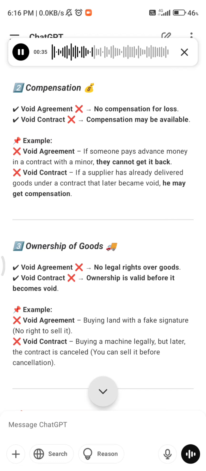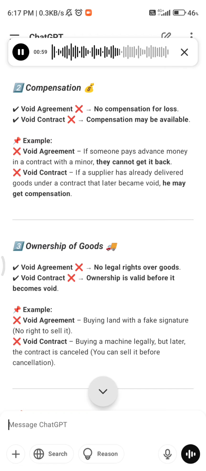2. Compensation. Void agreement: no compensation for loss. Void contract: compensation may be available. Example: void agreement. If someone pays advance money in a contract with a minor, they cannot get it back. Void contract: if a supplier has already delivered goods under a contract that later became void, he may get compensation.